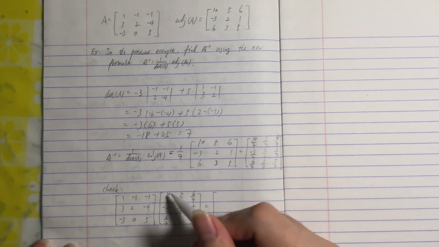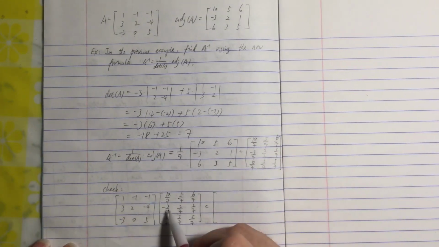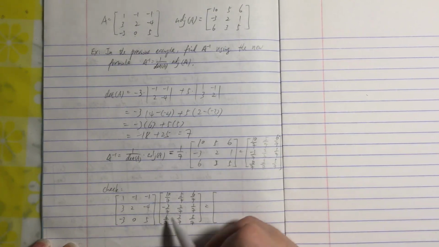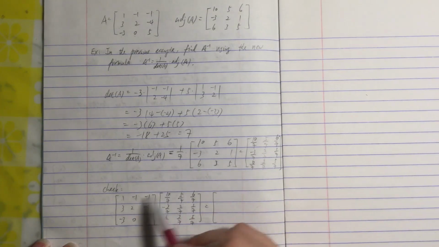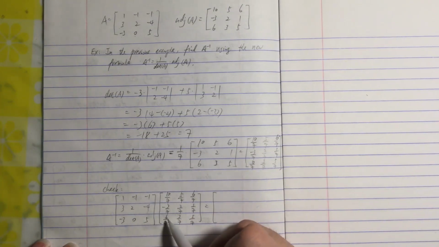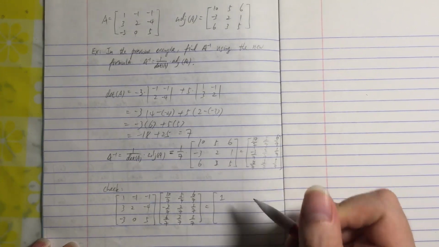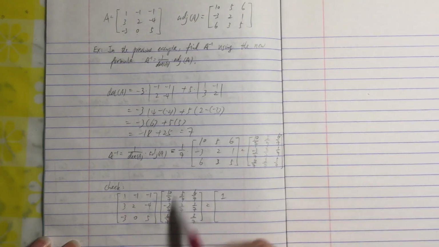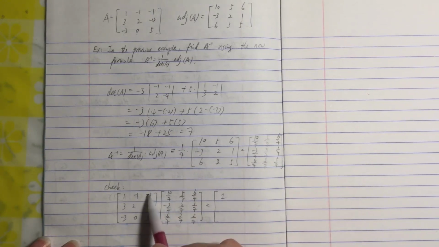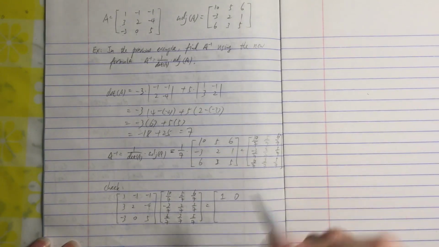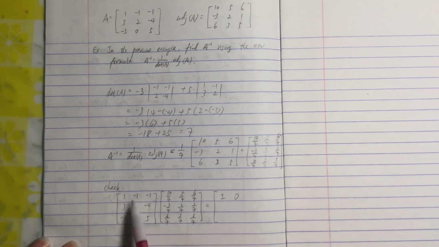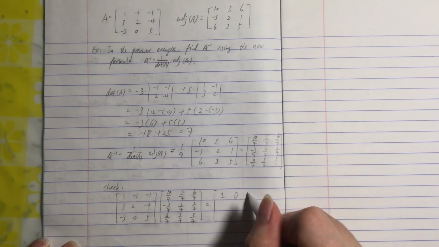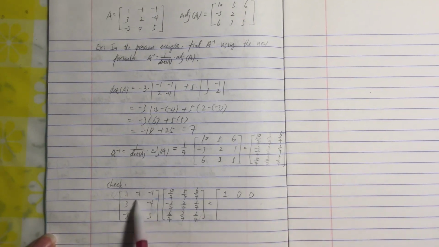First row times first column, I get 10 over 7, 3 over 7, and negative 6 over 7. 10 plus 3 is 13. 13 minus 6 is 7. I get 7 over 7, which is positive 1. Next, row times column. 5 over 7 times 1 is 5 over 7, minus 2 over 7, minus 3 over 7. That's 0. Next, row times column. 6 over 7, minus 1 over 7, minus 5 over 7. That's also 0.